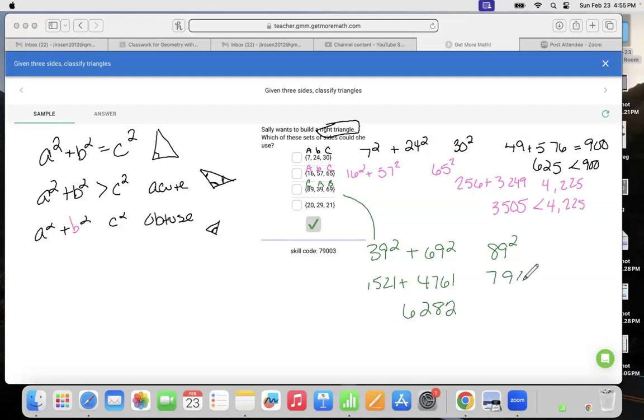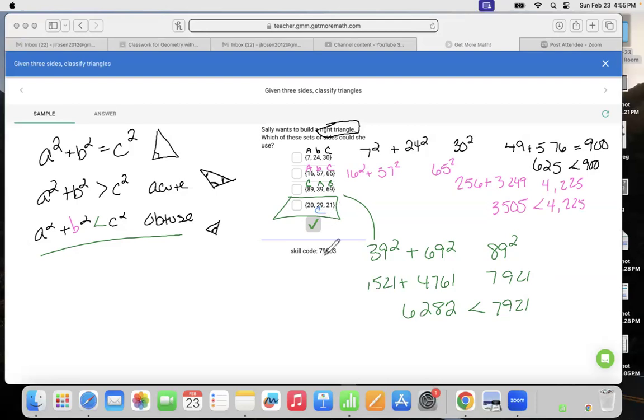which is 7921. So when we're looking at 7921 compared to 6282, that's less than. So yet again, we have an obtuse triangle. Okay, so that means our answer's got to be this one, right? But let's just do the math just to make sure we didn't make any mistakes.